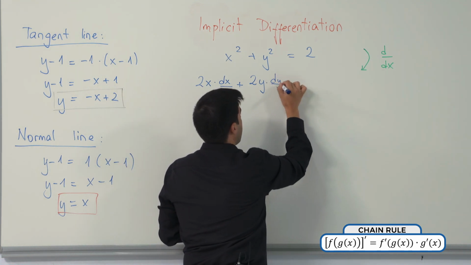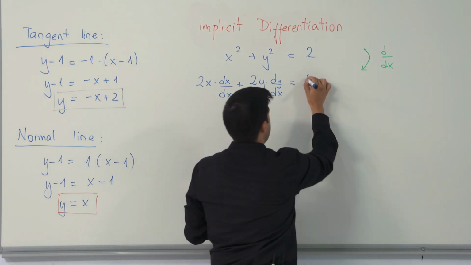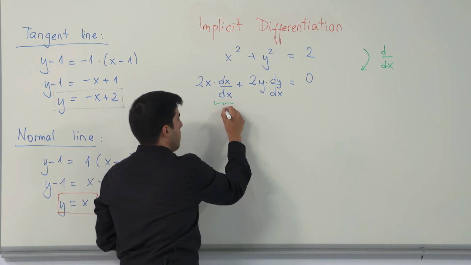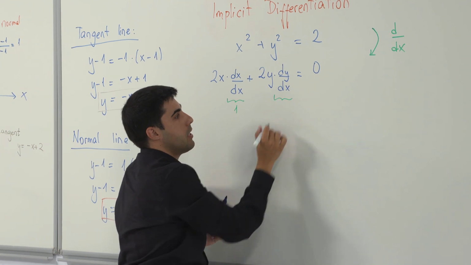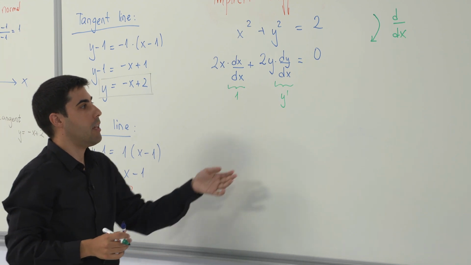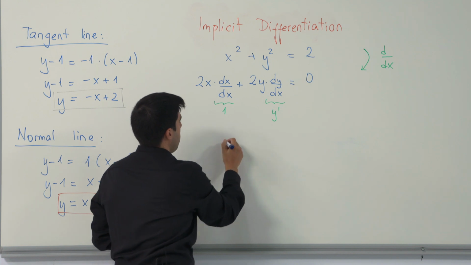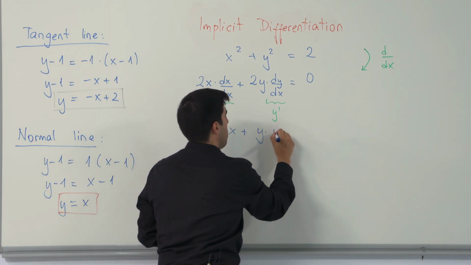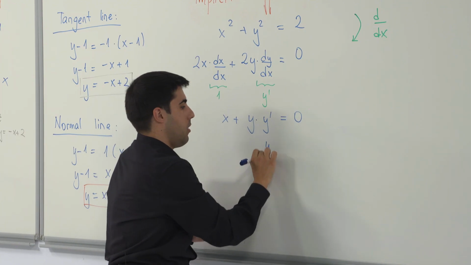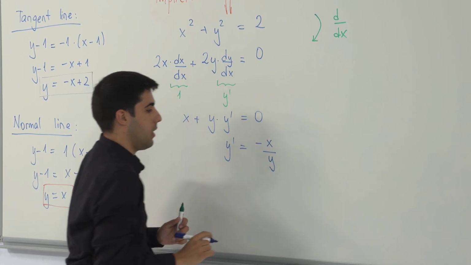So dy dx equals the derivative of a constant, which is 0. Here we know dx over dx is 1, and dy over dx is y prime. And what we are looking for is the y prime. So simplifying the 2's, we have x plus y times y prime equals 0. Now we can solve for y prime, which turns out to be y prime equals minus x over y.